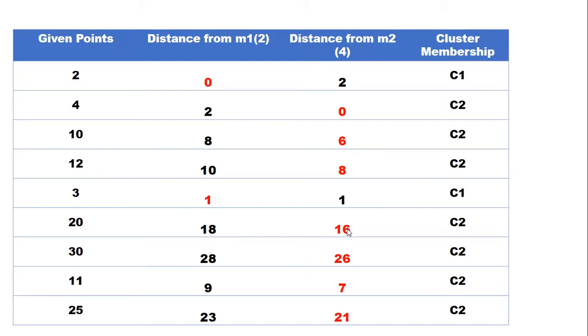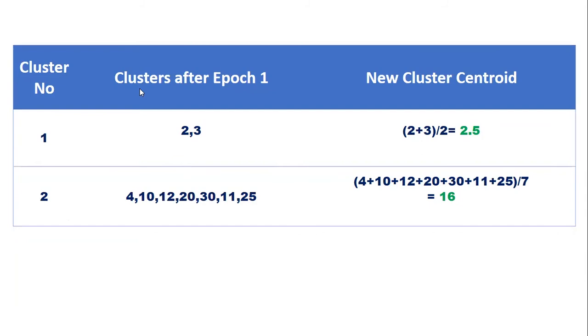20 has the shortest distance to the second cluster, so assign to cluster 2. 30 has the shortest distance to the second cluster, so assign to cluster 2. 11 is assigned to cluster 2. 25 has the shortest distance to cluster 2, so assign to cluster 2. So these are the clusters after the first epoch. 2 and 3 belong to cluster 1, and 4, 10, 12, 20, 30, 11 and 25 form the second cluster.